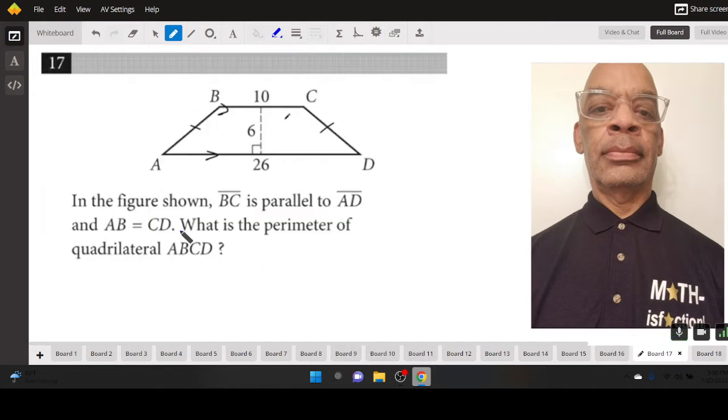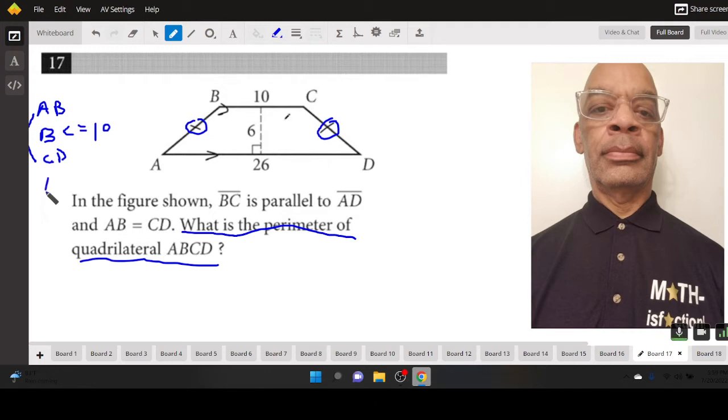17. What is the perimeter of the quadrilateral ABCD? We need to add the 4 sides together. AB plus BC, which equals 10, plus CD, which equals AB. There's the congruency of AB and CD. And lastly, AD, which equals 26.